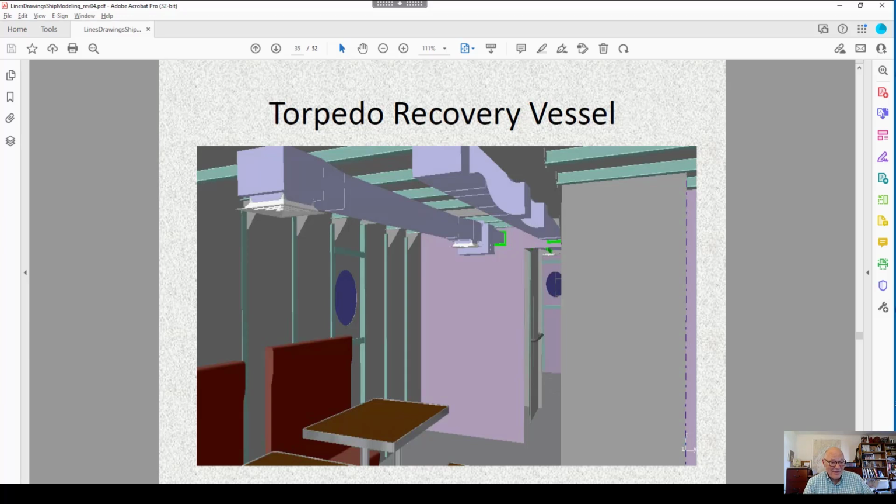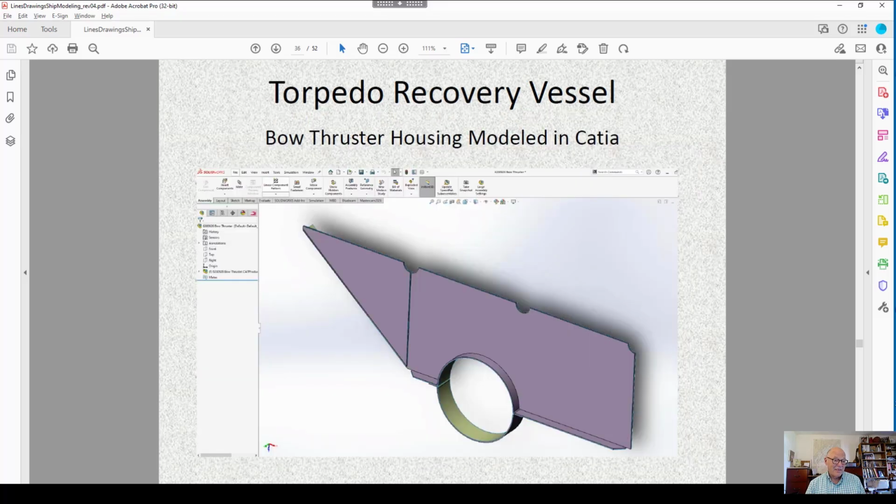So, this is one of those things where you have all the needs of a building, for housing, for eating, for cooking, for sleeping. All those things have to be in a ship. And you can obviously put bulkheads and dividers in here, and those are flat, but much of the ship itself is not. That's just one assembly from the torpedo recovery vessel.